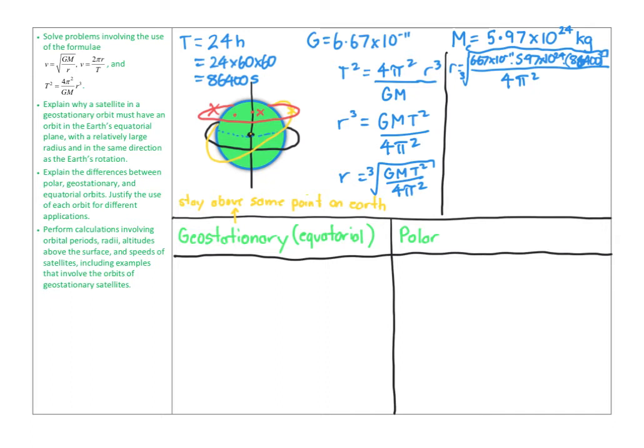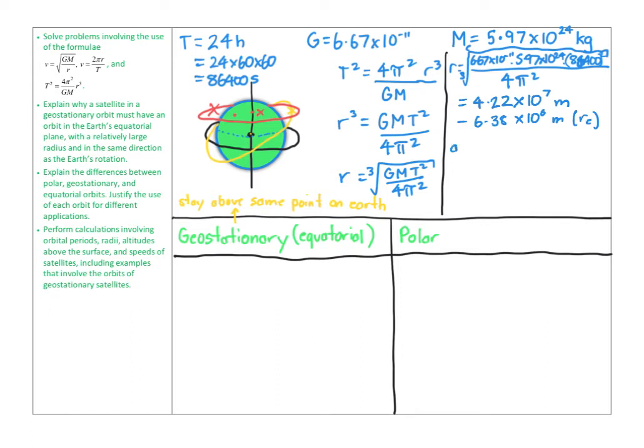So that is going to be equal to 4.22 times 10 to the 7 meters. Now we could subtract there the radius of the Earth if we want to just get an idea of the height. So I think that was 6.38 times 10 to the 6 meters. That's the radius of the Earth.